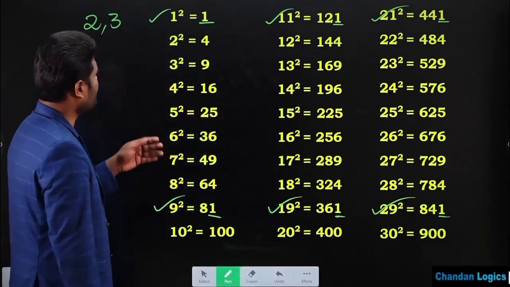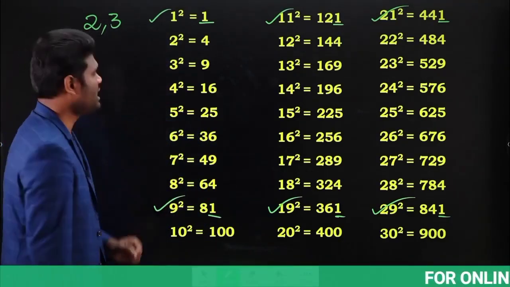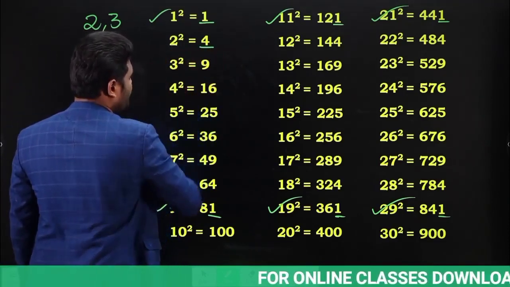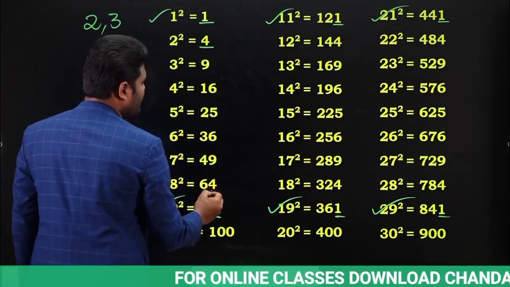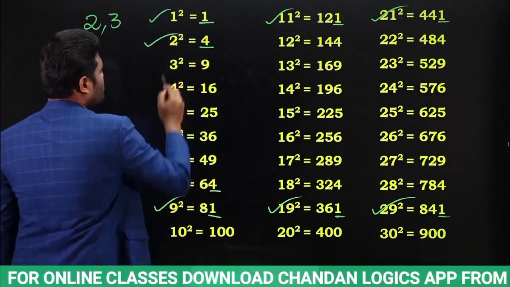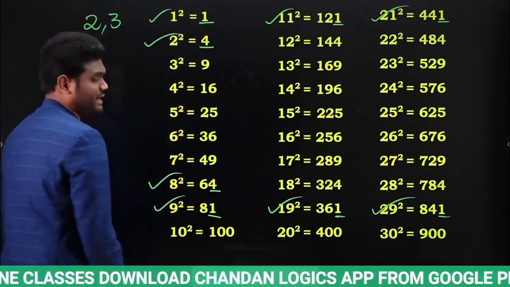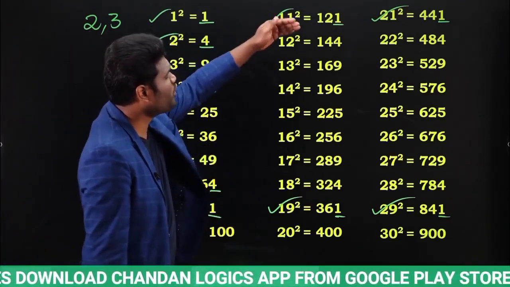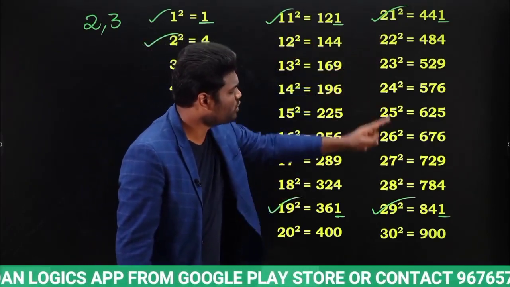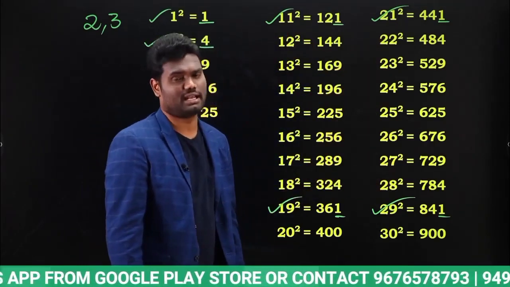Next, when do we get 4 as last digit? Observe here, you are getting 4 as last digit at 2. Yes. Similarly, you are getting 4 as last digit at 8 also. Here also you will get 4 as last digit for 12, 18, and even 22, 28, you are going to get 4 as last digit. Okay.